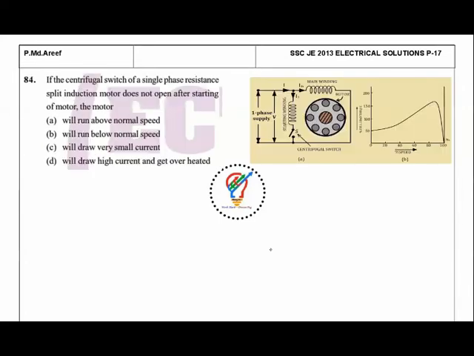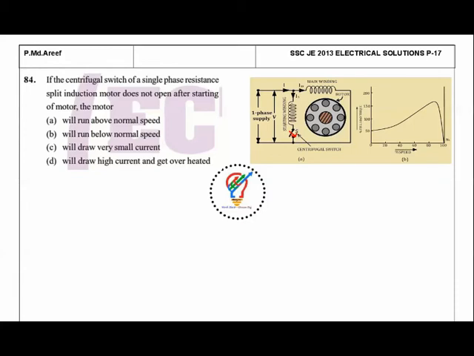Next question. If the centrifugal switch of a single phase resistance split induction motor does not open after starting of the motor, what happens? So here, as you can see, the centrifugal switch is there. The centrifugal switch has to open when the machine starts running. But suppose due to some mechanical problem it is still closed. So once it is still closed, what will happen now?